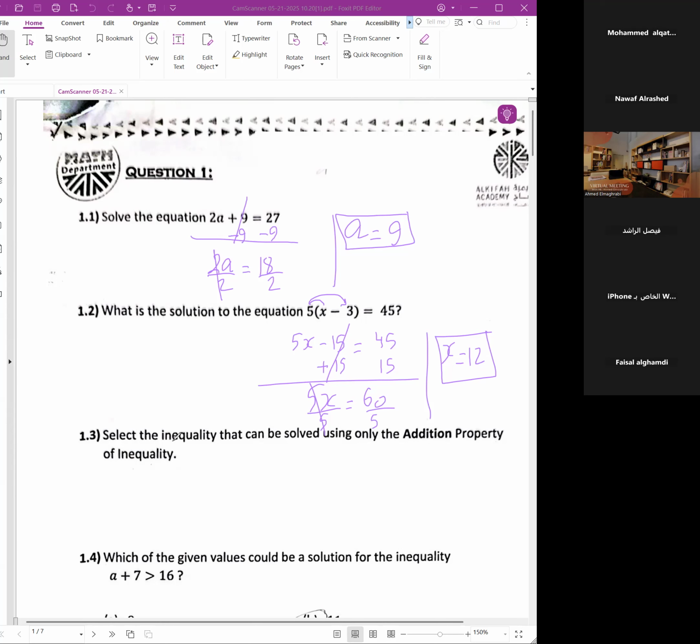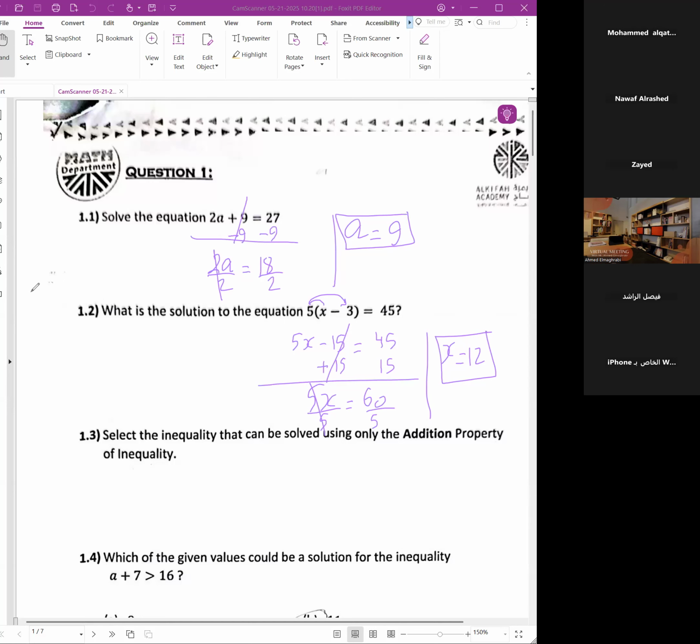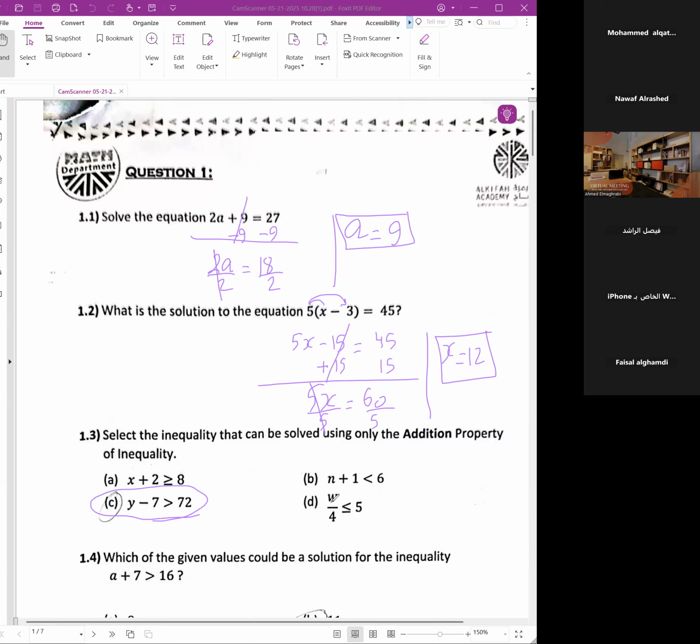Now, select the inequality that can be solved by addition. All of you, please write your answers quickly in the private chat. Which one do we use addition? Excellent, Abdulillah. No one answered, only Abdulillah. It's y minus 7. Why? Because we're gonna add 7 to both sides to get y isolated. Here we use subtraction. This one, subtraction, and this one is w divided by 4, so I will use multiplication. I'm gonna multiply by 4 on both sides. But which one do we use addition? Letter C. We add 7 to both sides.